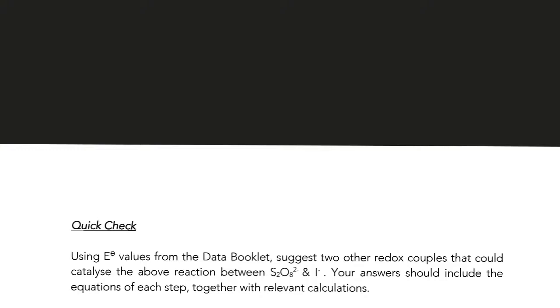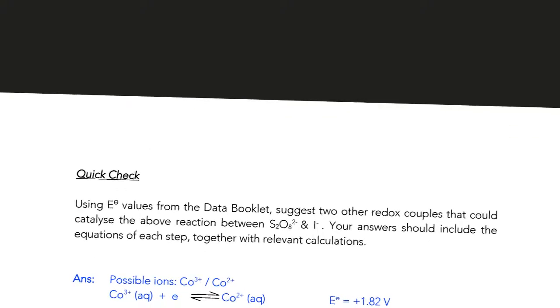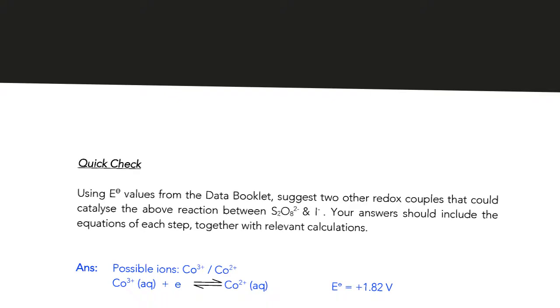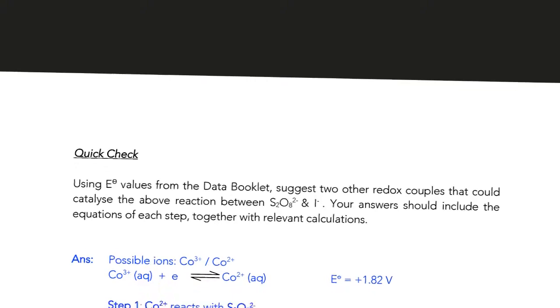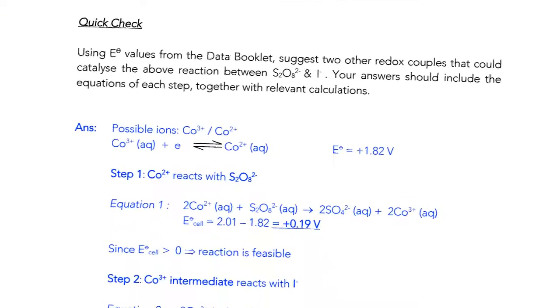That sums up the whole of transition metal chemistry here. Now if you've done the quick check, the possible ions are cobalt 2+ and cobalt 3+. What you really want is to find the couple where the E0 value lies between your peroxodisulfate and your iodide, which is between 0.77 and 2.01. As long as the E0 value of the couple is between 0.77 and 2.01, you can do this reaction. So likewise the cobalt can do the same thing.